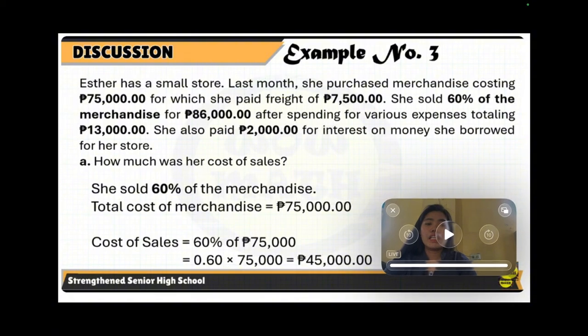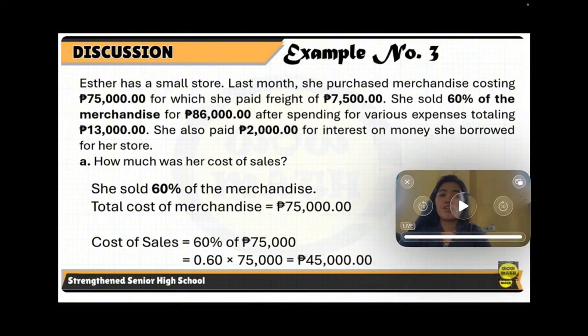Okay, now let's start with letter A. Question number 1, how much was her cost of sales? Now it says she sold 60% of the merchandise. Total cost of merchandise is 75,000 pesos. So the cost of sales will be 60% of 75,000 pesos. So that will be 0.60 times 75,000 is equal to 45,000 pesos. That's the cost of sales.